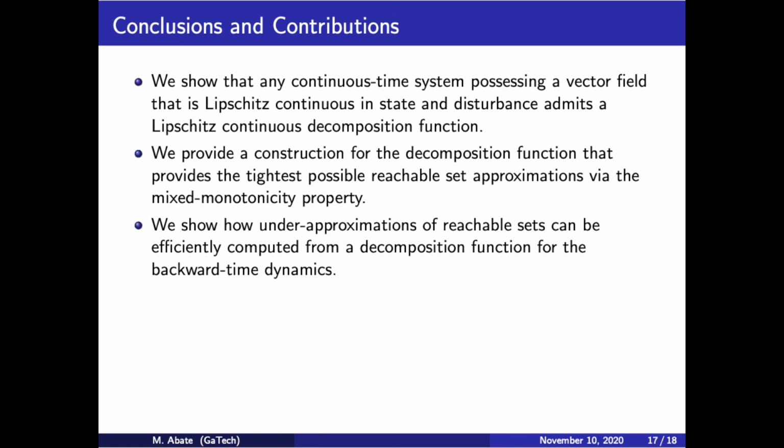So in this work, we show that all continuous time systems possessing a vector field that is Lipschitz continuous in the state and disturbance admit a Lipschitz continuous decomposition function, and additionally, we provide a notion of tightness and a construction for the decomposition function that provides the tightest possible reachable set approximations using the mixed monotonicity property. While this decomposition function is provided as an optimization problem, we show through a few examples how in certain instances this tight decomposition function can be computed in closed form. And also we present a method for under-approximating reachable sets for mixed monotone systems, and this procedure uses the backward time dynamics.